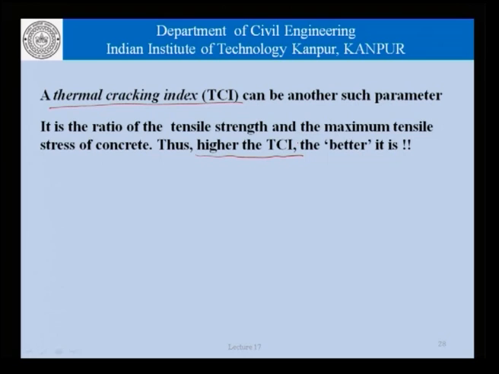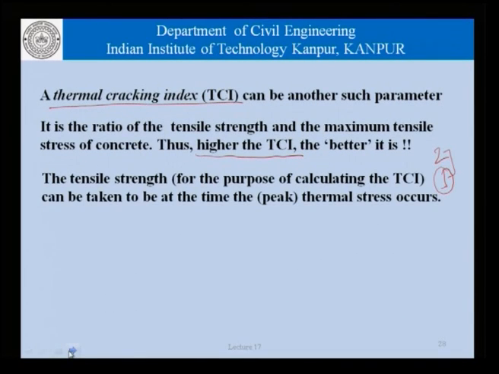So, if we have a tensile strength of 2 MPa and a tensile stress of 1 MPa, then our TCI will be 2, which means that we have sufficient strength to withstand the kind of tensile stresses that are formed.